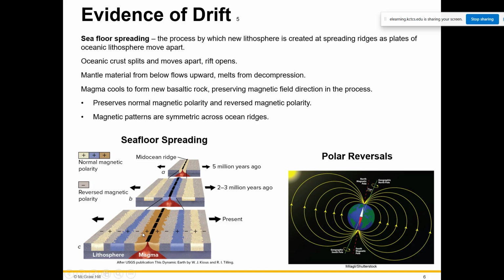And so they see that, and they can start building this concept of, okay, it is like a conveyor belt, and we have two conveyor belts, one going this way and one going that way. And then we can map the time based on the magnetic reversals.